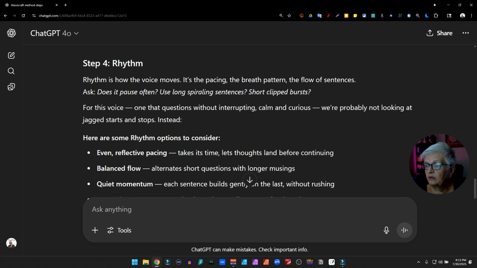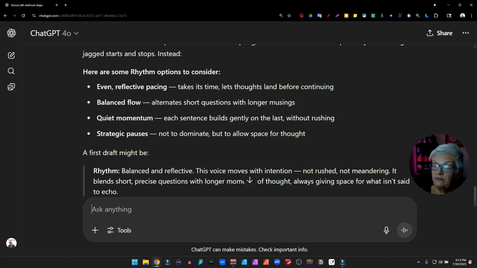Step 4, rhythm. Rhythm is how the voice moves. It's the pacing, the breath pattern, the flow of sentences. Ask, does it pause often? Use long spiraling sentences, short clipped bursts. For the voice, one that questions without interrupting, calm and curious, we're probably not looking at jagged starts and stops. Instead, here are some rhythm options to consider. Even reflective pacing, balanced flow, quiet momentum, or strategic pauses.